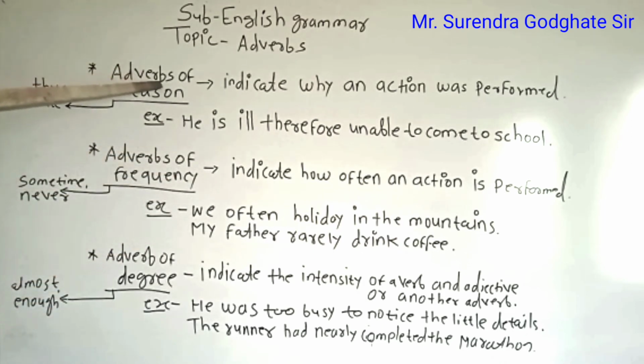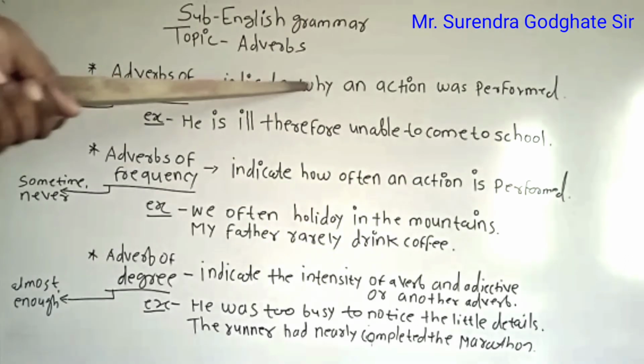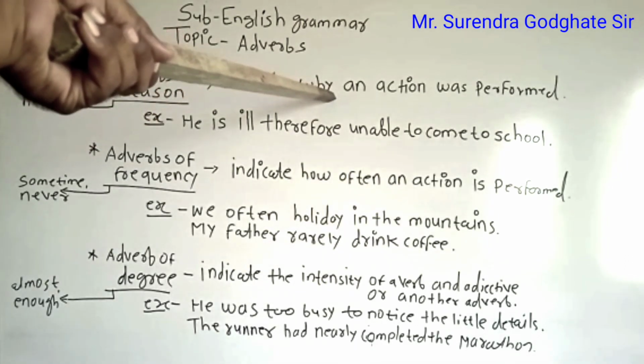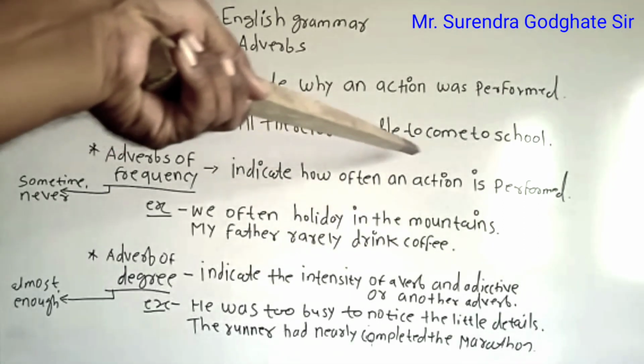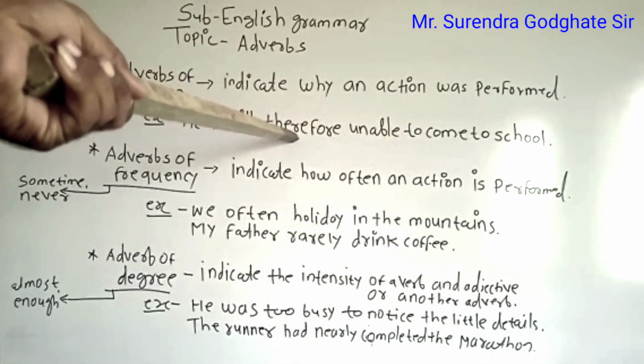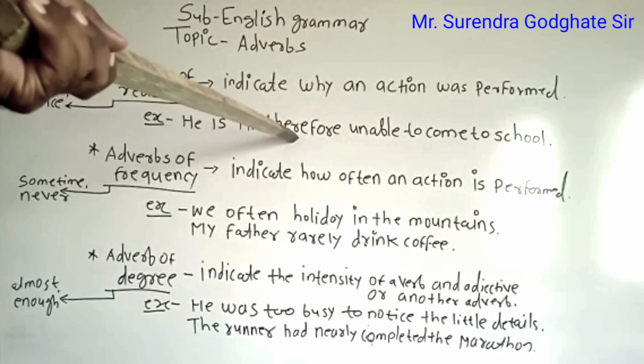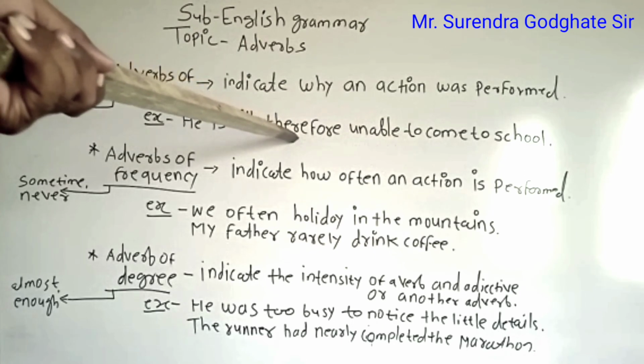So here, let me remind you. Adverbs of reason indicate why an action is performed. Here is the example: he is ill, therefore unable to come. What does therefore show? It shows why the action happened.